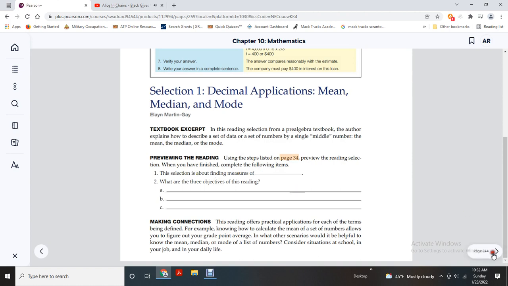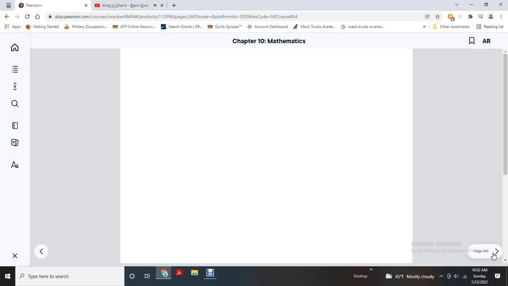We're going to skip that. I don't feel like flipping between the pages while I'm reading.